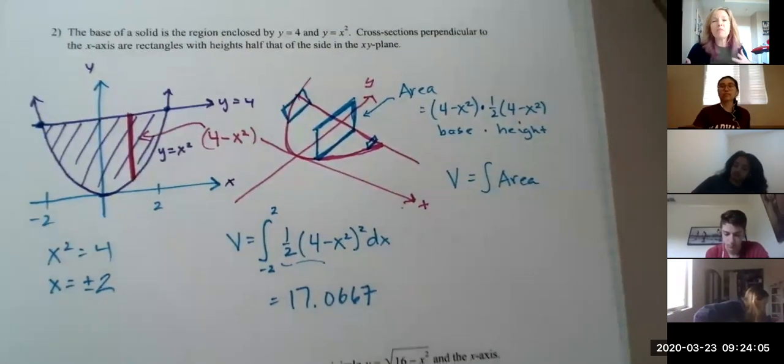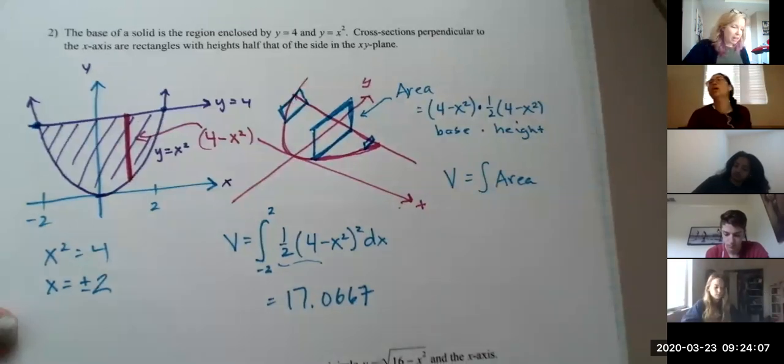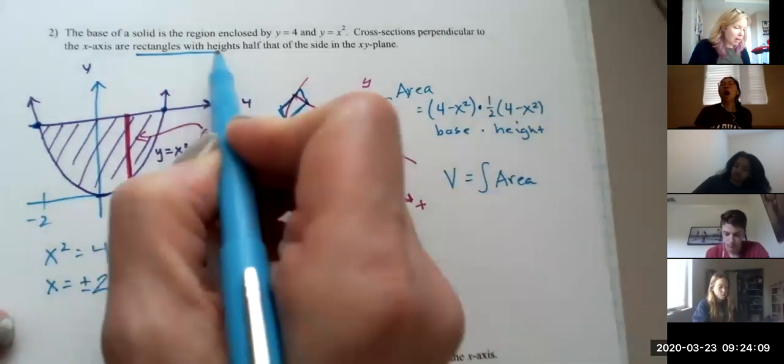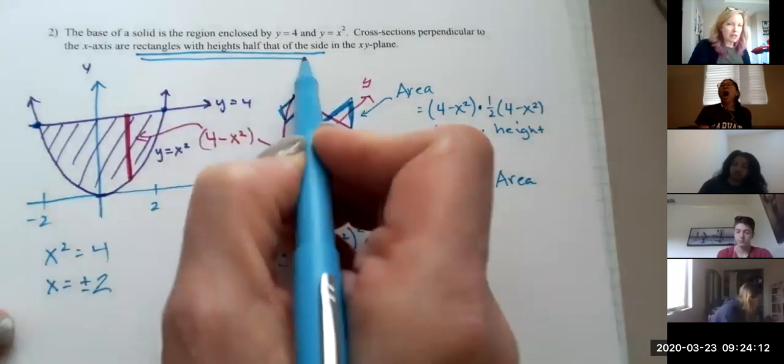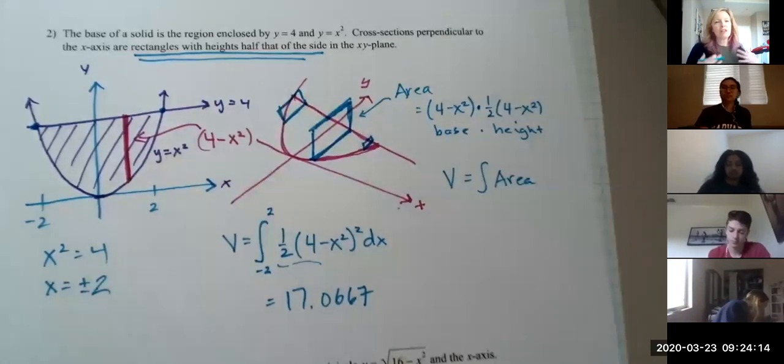So what ends up being different on each of these is this description of what that shape looks like. The first one said they were squares, and so we use the formula for the area of a square. This one says they're rectangles, so I use the formula for a rectangle, which is base times height.